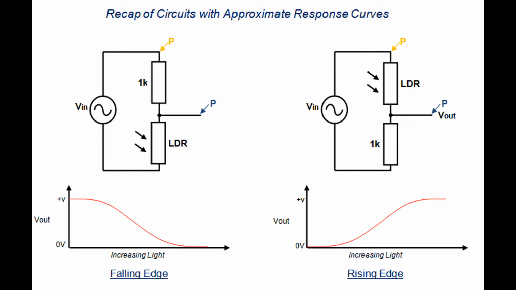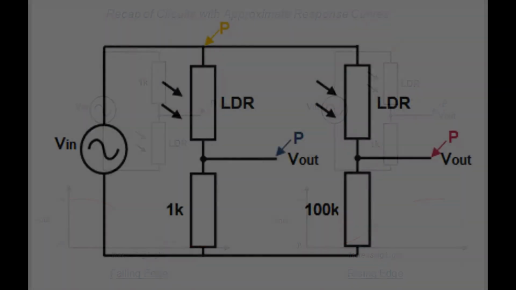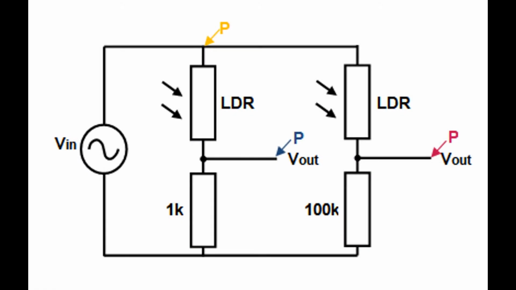So what effect does the fixed resistor have, I hear you ask? Well, let's take a look. Here I have two potential divider circuits, one with a 1K on the blue trace and the other of 100K on the pink trace.